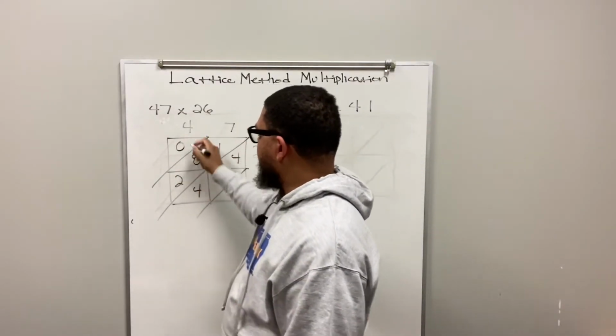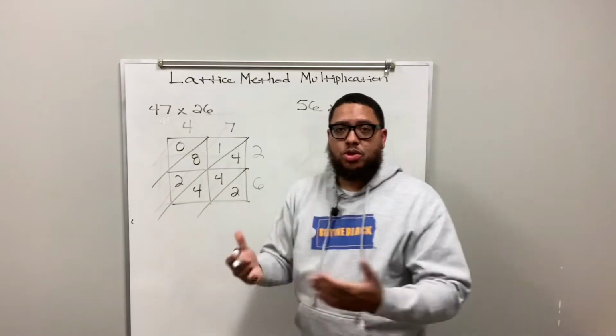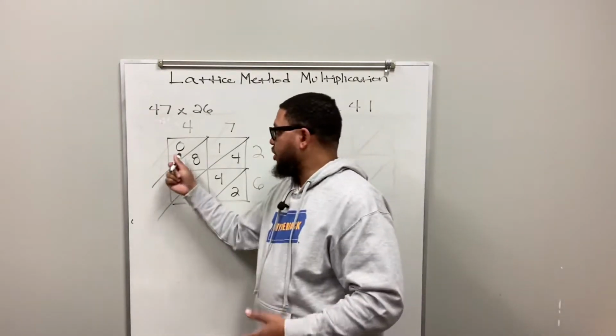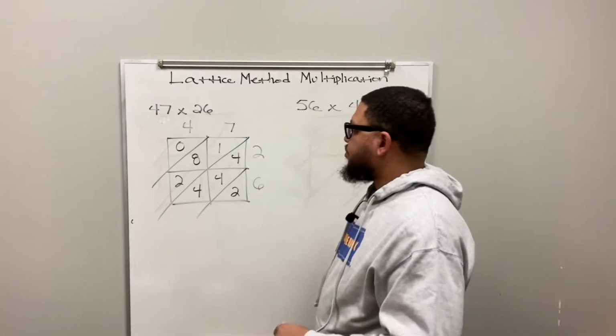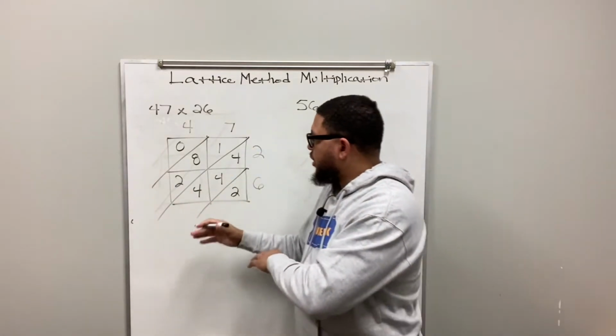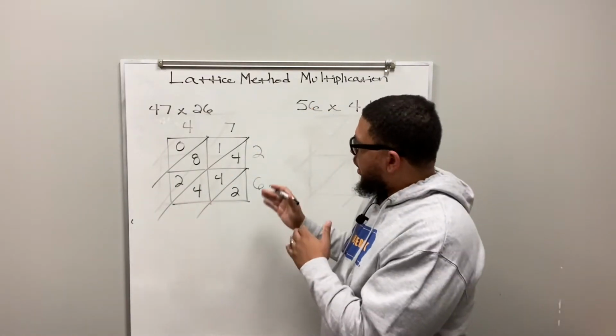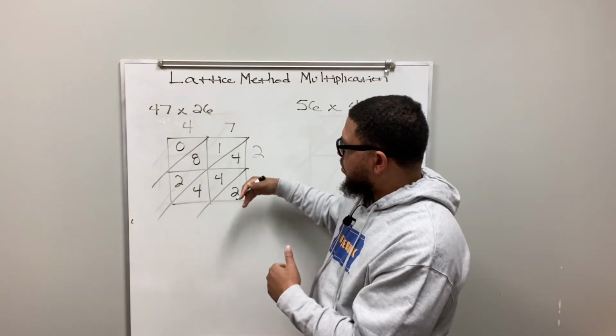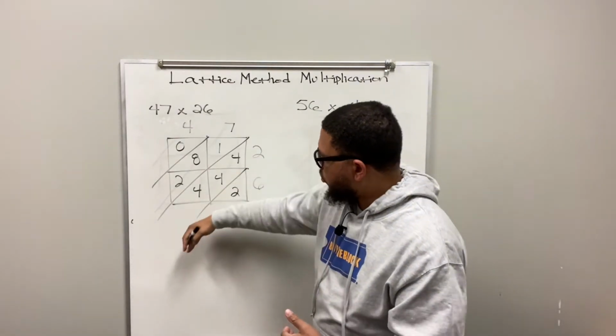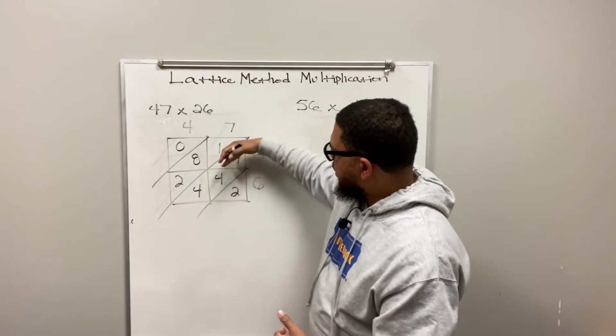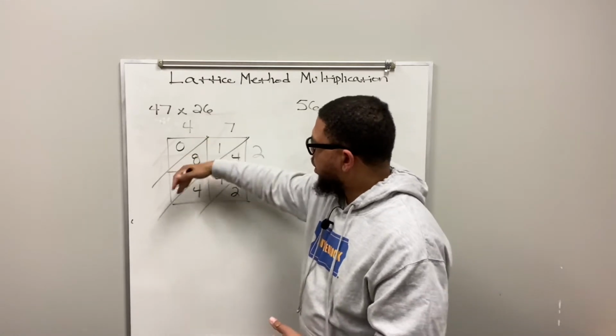You put a 0 right there because there's nothing in the tens place. So we're going to represent that with a 0. So we put a 0 right here. All right. Now, we've done our multiplication. Now we're going to do our addition, right? But what are we going to add? We're going to calculate the sums of all the numbers in the diagonal rows. So this is 1, this is 2, this is 3, this is 4.